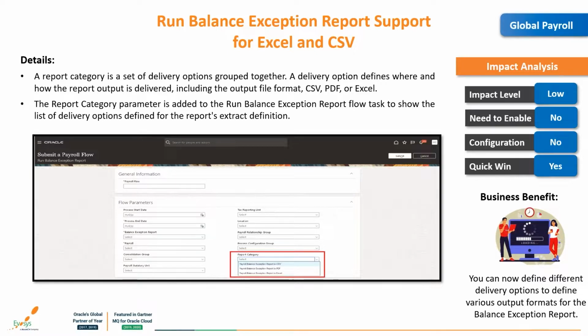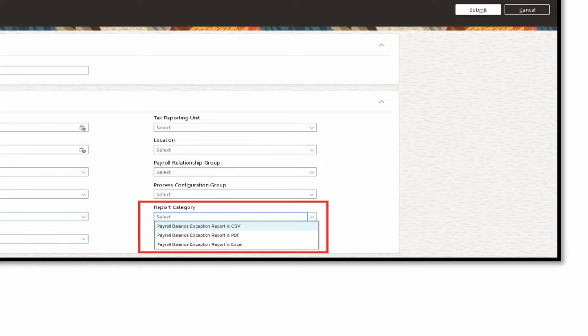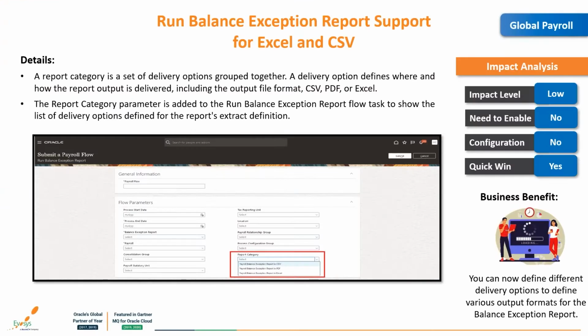So we'll have three options in the list of values: balance exception report in CSV, balance exception report in PDF, and balance exception report in Excel format. So you can choose the format that you want to download the data with. If you are not giving any report category parameter value, then the default PDF output is generated. This is going to be again a user experience thing where users can download the balance exception reports in Excel, which is very useful compared to the PDF because Excel is always useful in comparing the data.